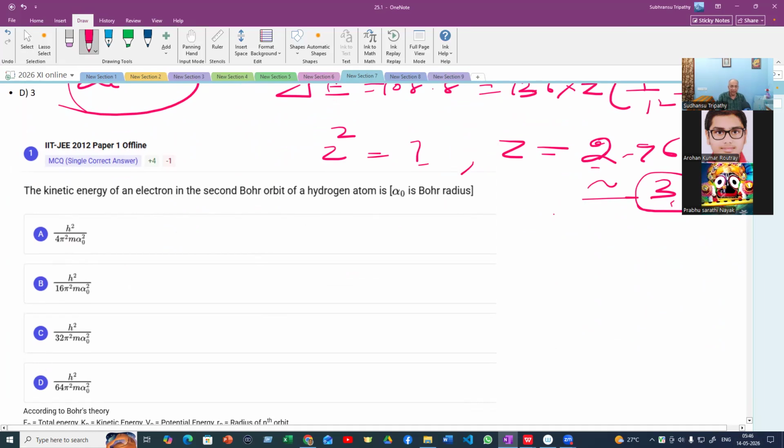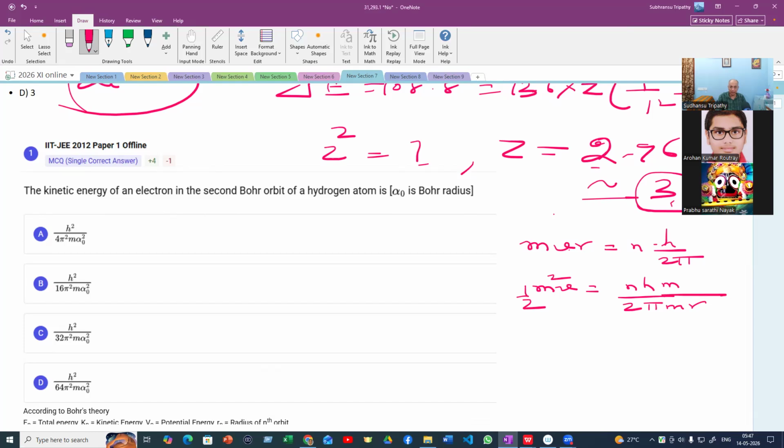This is the quantization of angular momentum. So mvr is equal to nh by 2 pi, so mv is equal to nh by 2 pi r. To convert to kinetic energy, we multiply by m and by half, so below we get mr.